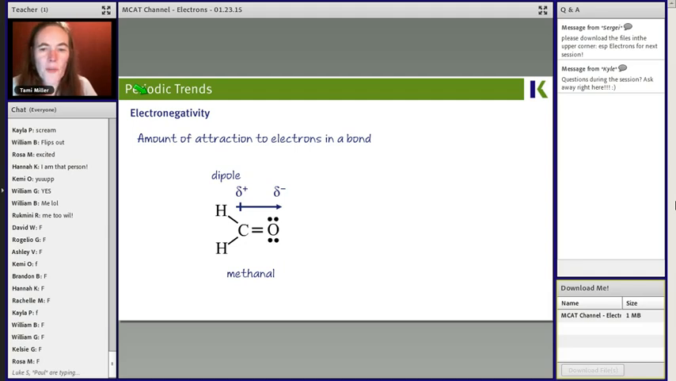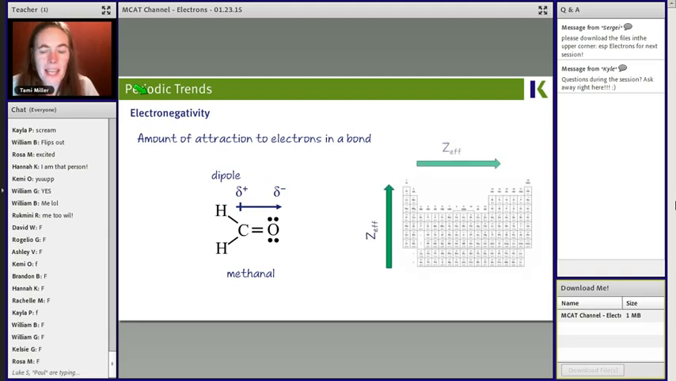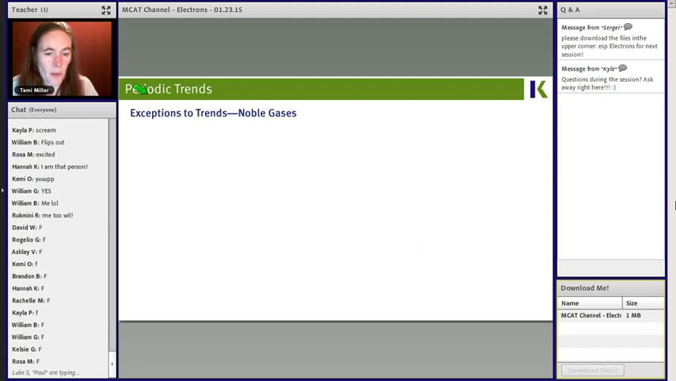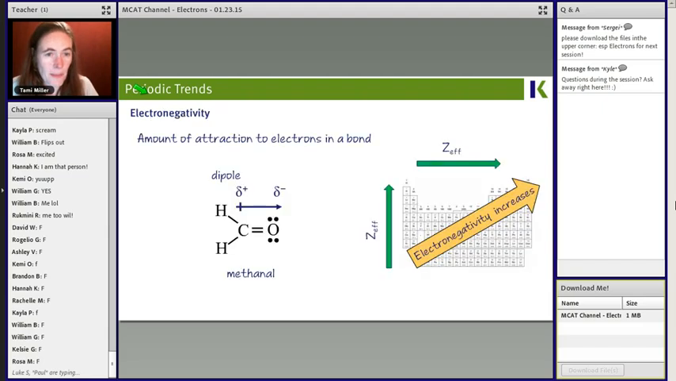Now, if we look at other things besides fluorine, if we look at carbon and oxygen here, oxygen has more electronegativity, so it's going to pull the electron density toward it, giving me a dipole. And in this case, we have that wonderful dipole. So this increases left to right, bottom to top, just like our effective nuclear charge. All of them follow the effective nuclear charge except for atomic radius.